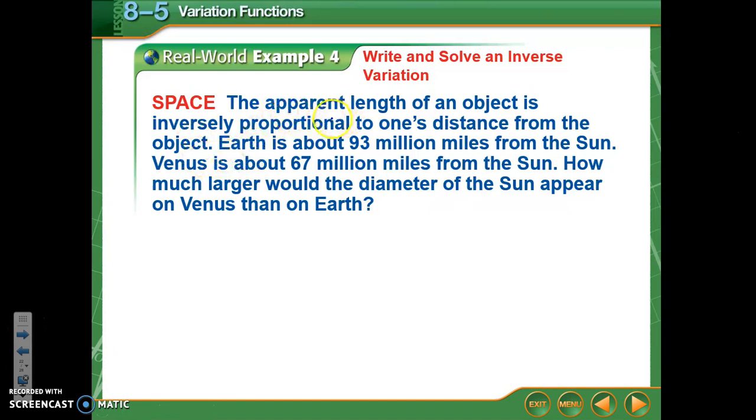It says the apparent length of an object is inversely proportional, that means varies inversely, to one's distance from the object. Earth is about 93 million miles from the sun. Venus is about 67 million miles from the sun. How much larger would the diameter of the sun appear on Venus than on Earth?